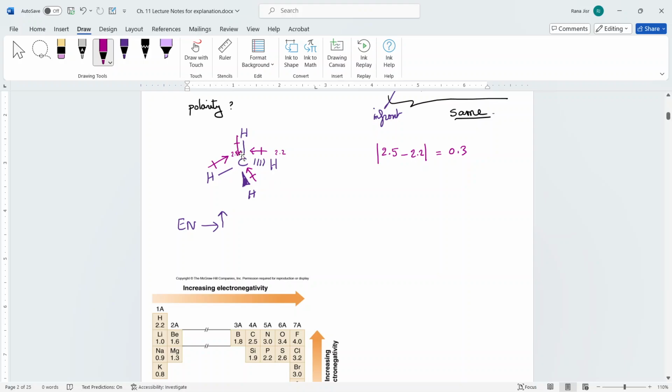Notice that your arrows cancel out. These two are going in the same direction as these two, so your arrows are going to cancel out. If your arrows cancel out, this means that there is no movement of electrons. So we say that the dipole moment here is equal to 0. And if your dipole moment is equal to 0, then your molecule is considered to be non-polar. And because the bonds are covalent, we're going to call it a non-polar covalent molecule.